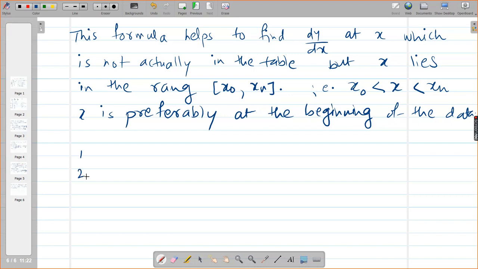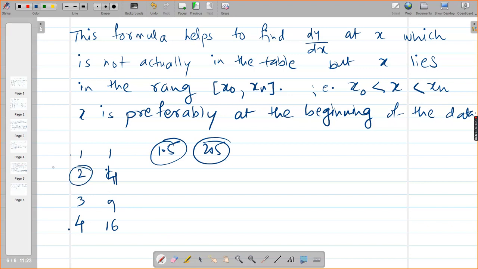So suppose your values are 1, 2, 3, 4 and some values are given here. You want to find the derivative at 1.5, 2.5, any value actually, which is between 1 and 4, you can make use of forward difference formula. Derivative by forward difference formula. Now see, if I want to find out derivative at 2, so 2 is actually in the table, correct?